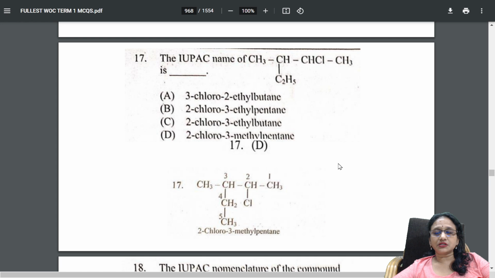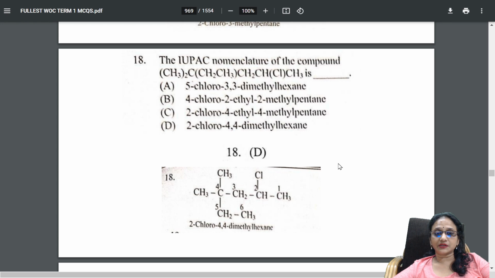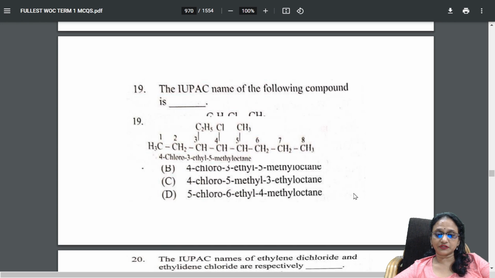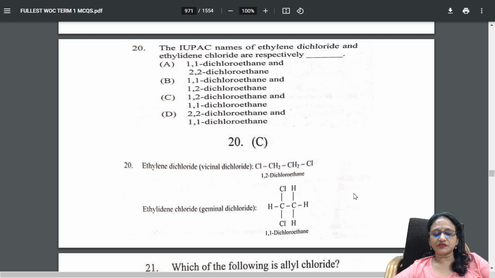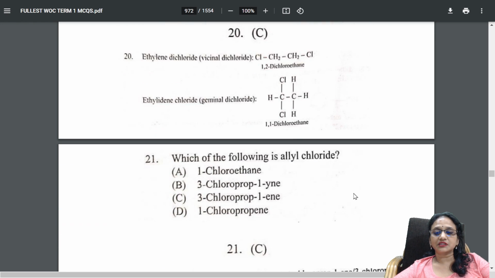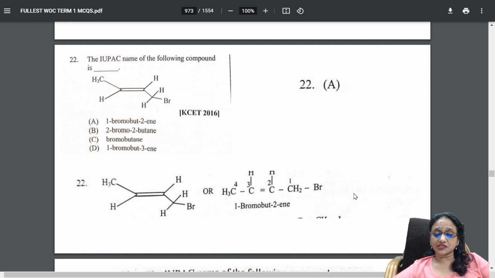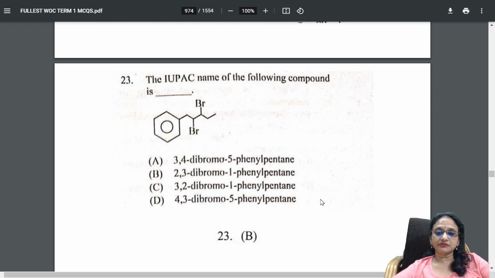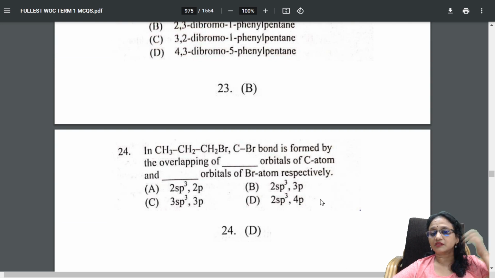CBSE will not leave a single line of NCERT, so please go through the whole thing. Every concept is covered here. All right, what is meant by vicinal? What is meant by geminal? Allyl. This is given in KCET. It is a very easy question. Further, they're going to ask the IUPAC name.